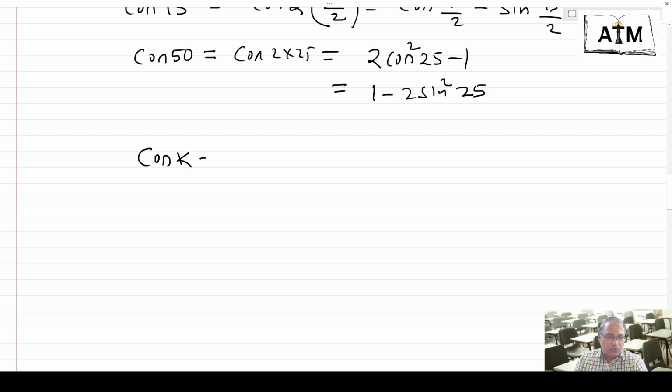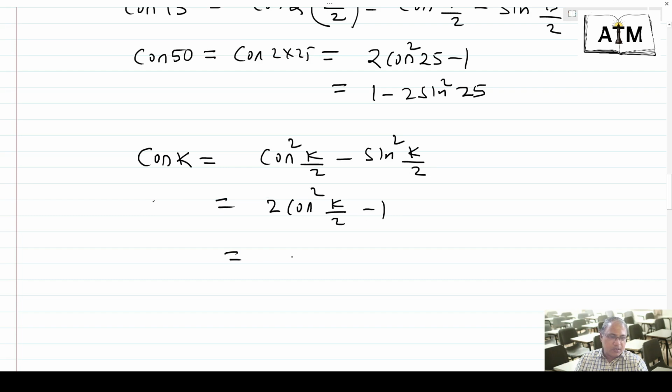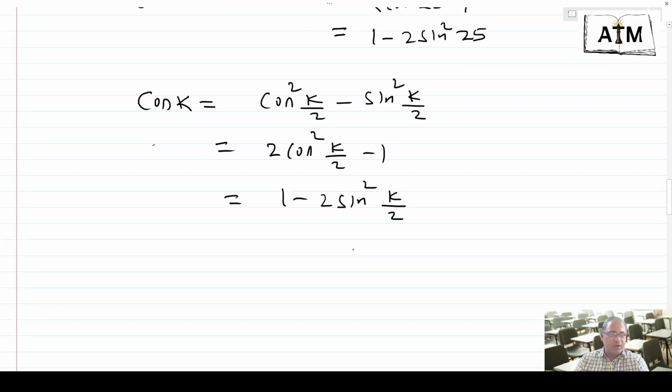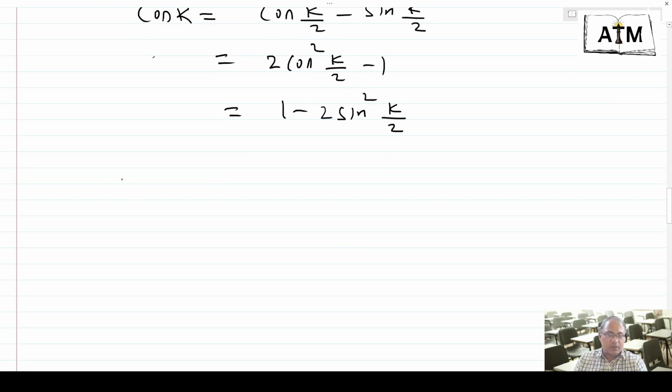In place of 2k, if you just remember cos k, then cos k equals cos square k by 2 minus sin square k by 2, and it also equals 2 cos square k by 2 minus 1. It is also equal to 1 minus 2 sin square k by 2. What is k? K is any number, I don't bother about. Suppose k equals 100. So I don't bother about whether 2 is there or not there. I just directly apply the formula if I just remember the formula in terms of k.